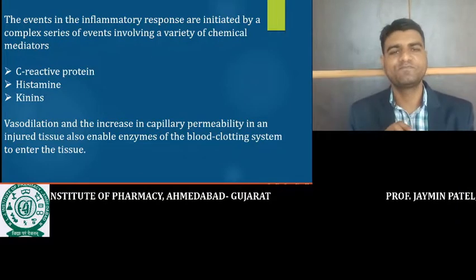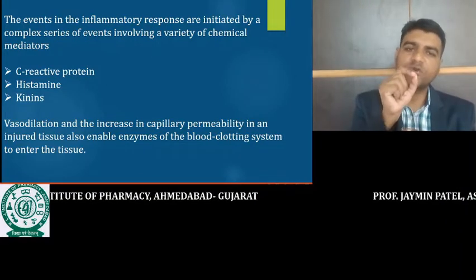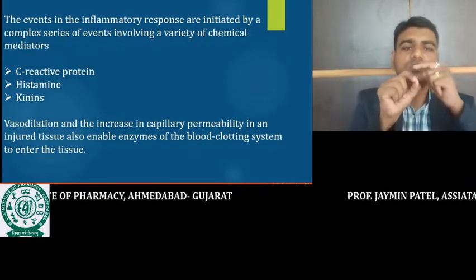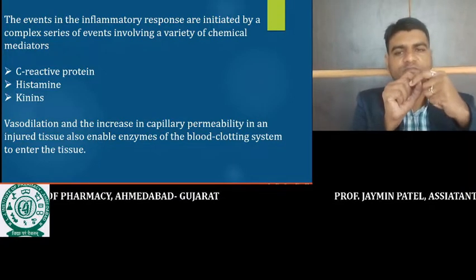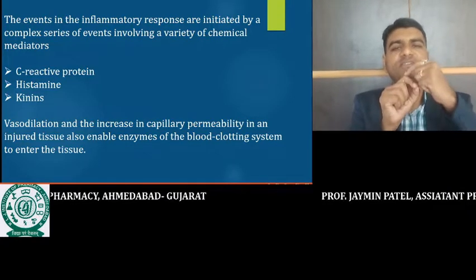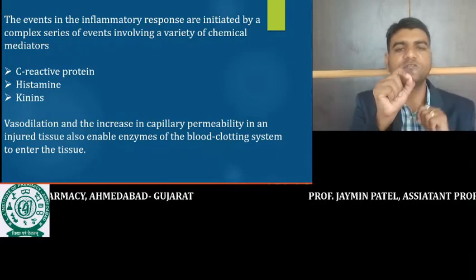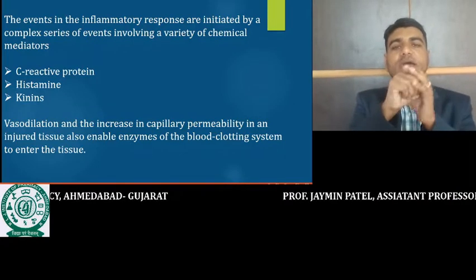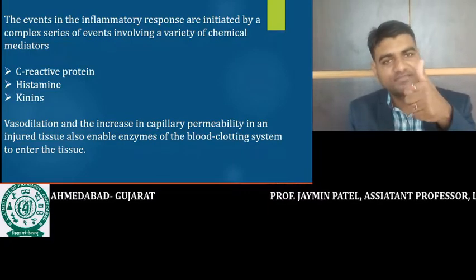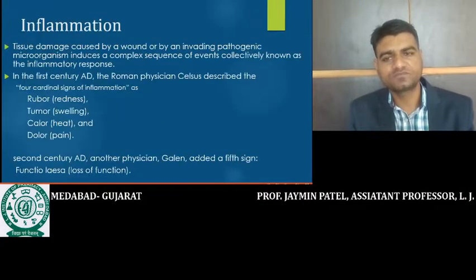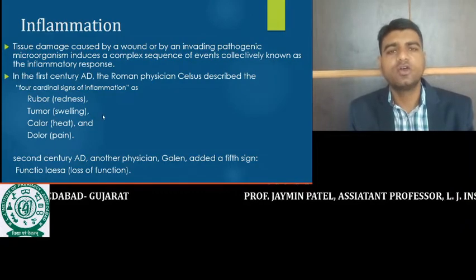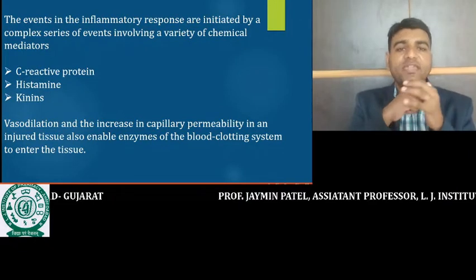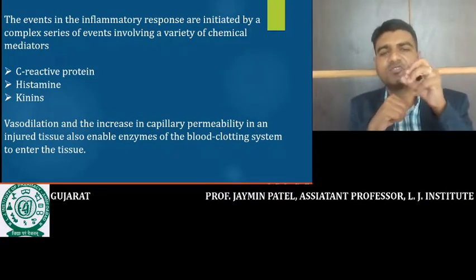An additional role of this bradykinin is that it will activate the pain sensor in that particular part where the injury occurs, and due to the activation of this pain sensor in that particular area, pain occurs. So the fourth sign is nothing but the pain, the dolor. This pain occurs due to the bradykinin. Bradykinin activates the pain sensor, and that's why the pain occurs.